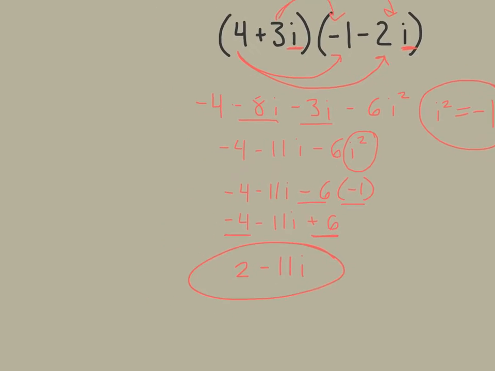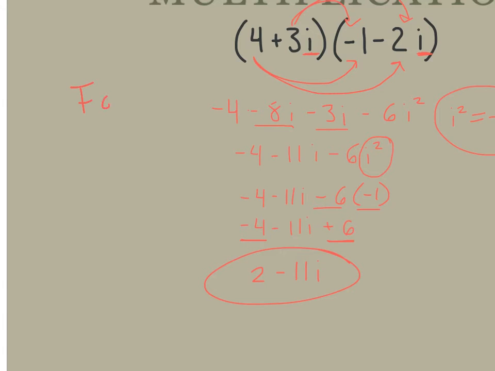So our step 1 is to FOIL. Then our step 2 is to change the i squared to negative 1, and then just combine like terms.